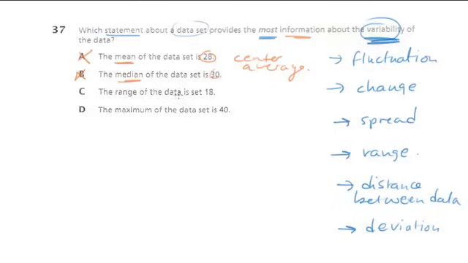The range of the data set is 18. Well, range is definitely something to do with variability. So it's looking like C.